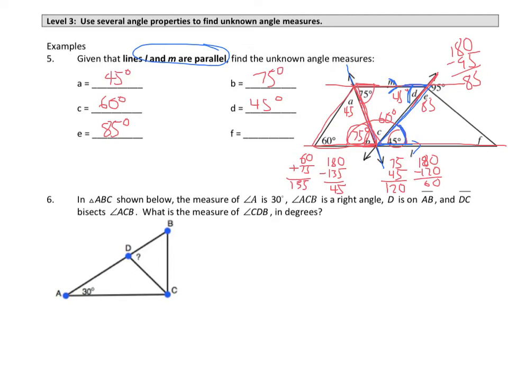Then to find our last angle, angle F, we can use this triangle. If we know 2 of the angles, we can find the third by adding the 2 we know and subtracting from 180. So if I add 85 and 45 together, we get 130. And then 180 minus 130 gives us 50 for angle F.